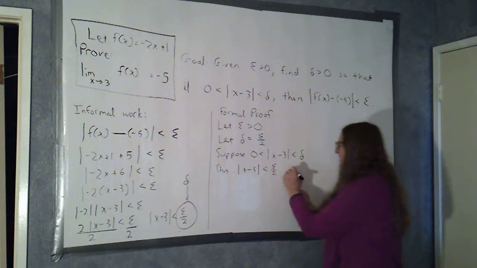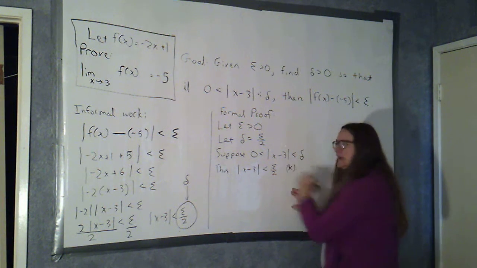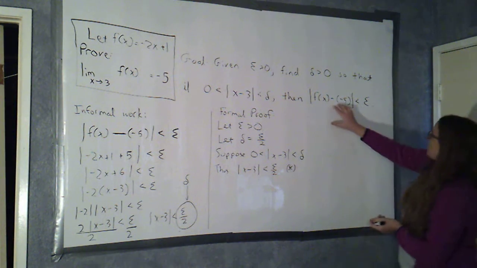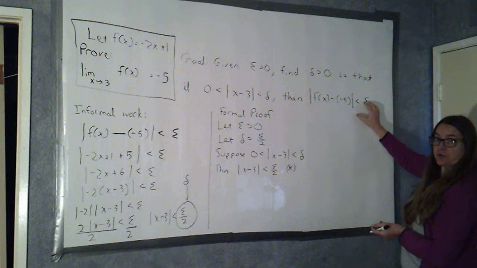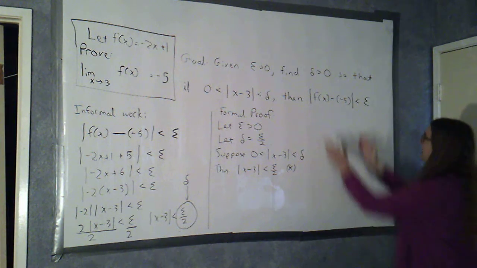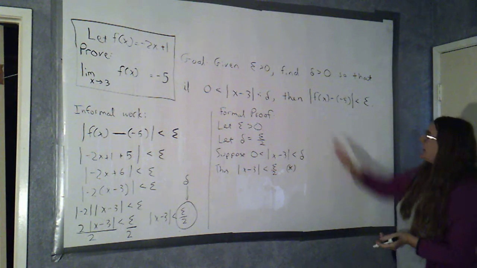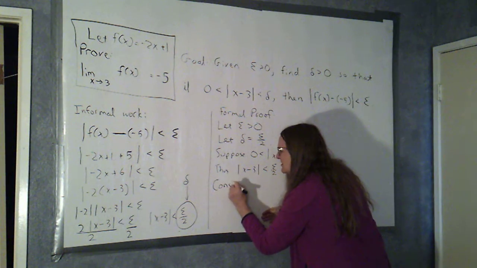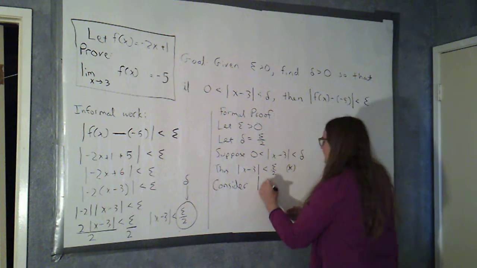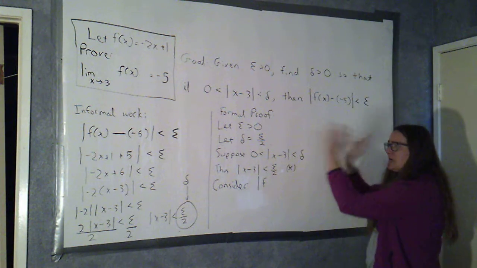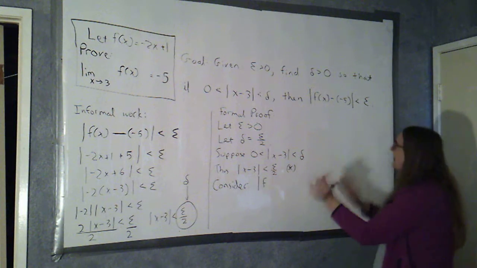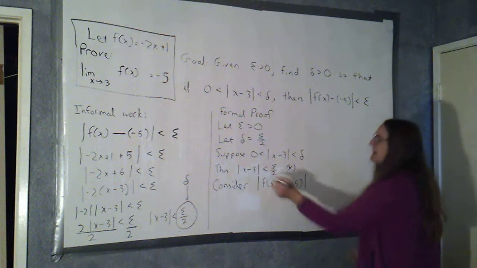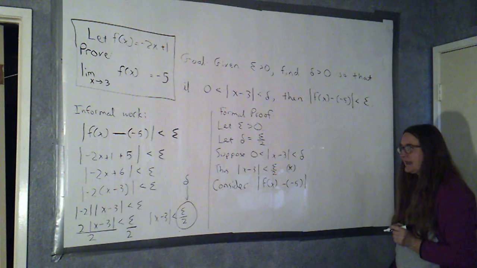Okay. And I know I'm going to need this later, so I'm just going to put a little star by it so that I can refer to it later. Okay. Now, I'm trying to show that this inequality is true. So I'm going to switch gears, and I'm going to introduce this thing that I'm trying to show is smaller than epsilon. Nice transition word is the word consider. That just says, okay, I'm done introducing things and supposing things. Now let's move on and talk about what I really want to talk about, which is the absolute value of f of x minus negative 5.